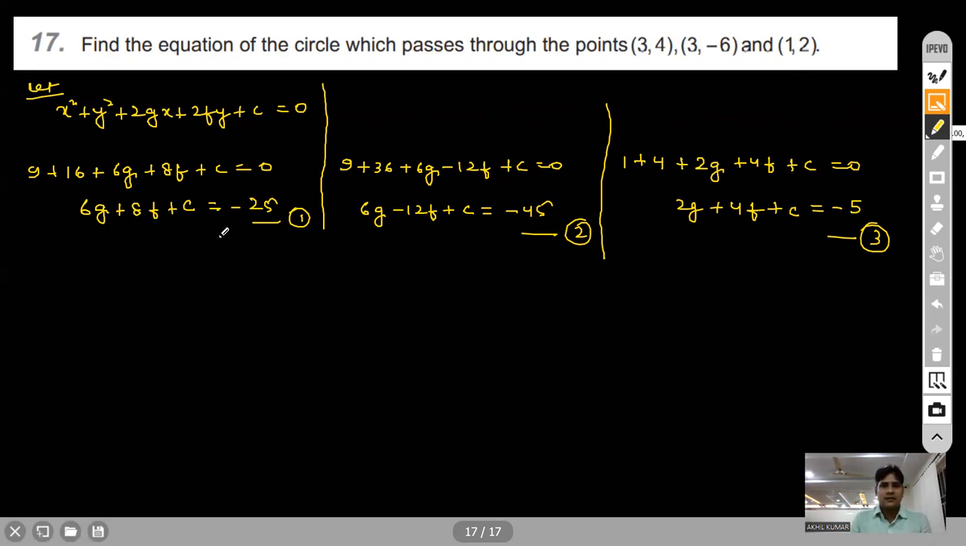So let me subtract the second from the first. We will get 8f minus, so this will become 20f. C and c will be cancelled out. So 20f will be equal to minus 25 plus 45, right? So 45 minus 25 will be 20. So f will become 1. Okay. f will be equal to 1.